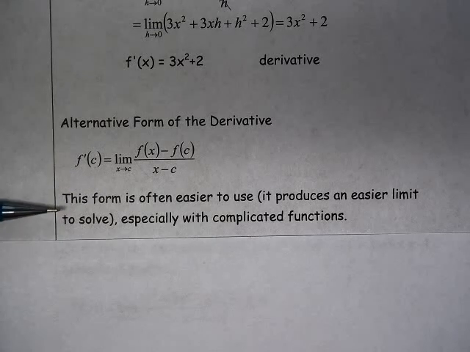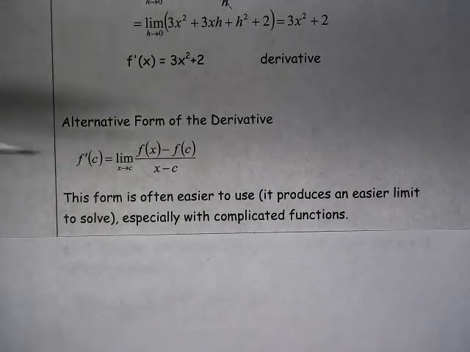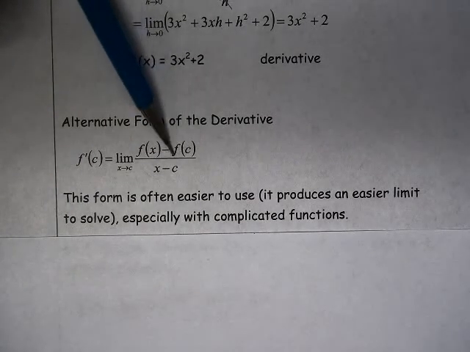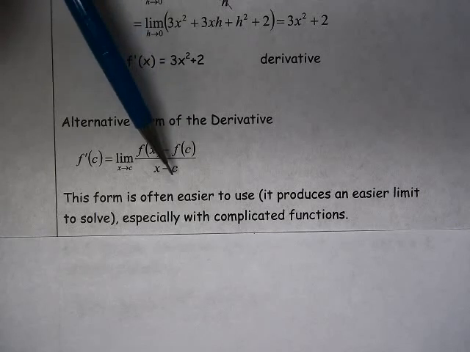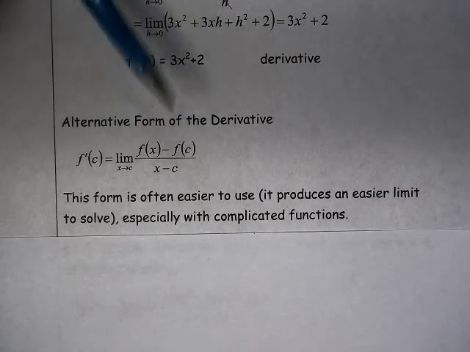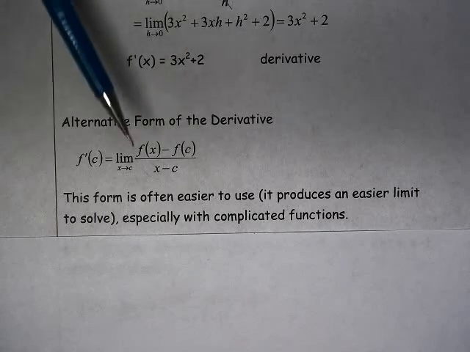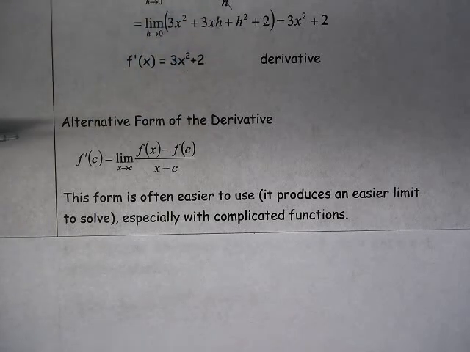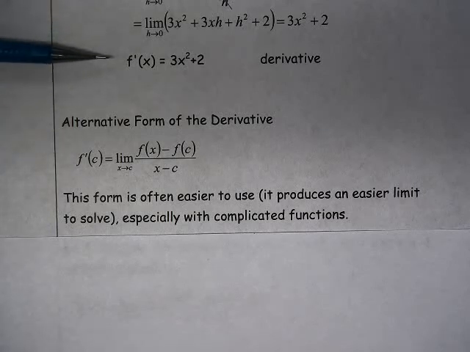We use this because it usually produces an easier limit. Both c and f of c are just numbers, right? It's just the x value and the y value that goes with that x value. And so usually this is an easier limit. The drawback is that we just get the derivative, or the value of the derivative, at that c value. So if we want it in multiple places, we would have to do this over and over, whereas once we get this derivative, you can just tell me which x value you want me to find the derivative at, and I can plug it in there and get it quite easily from there.